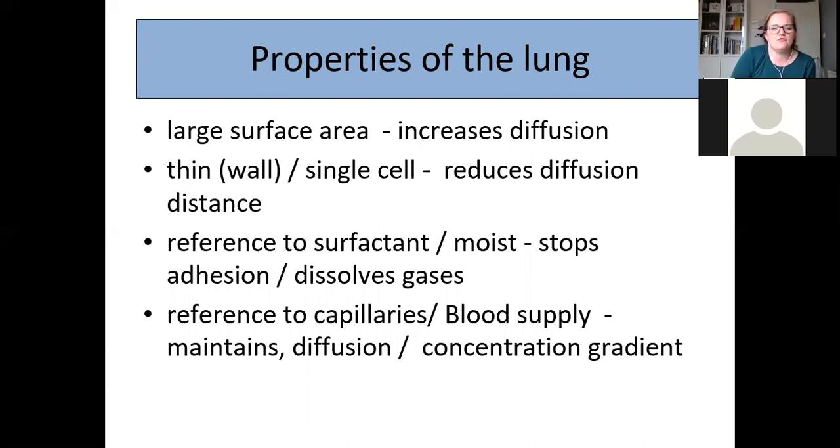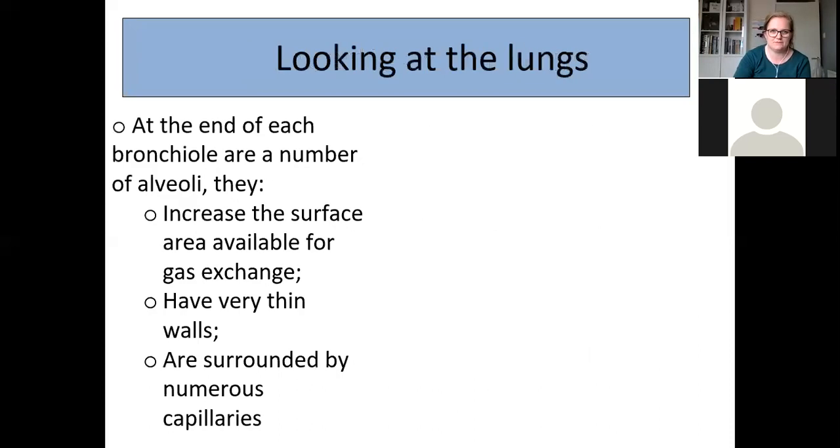If you reference anything to a surfactant, that it's moist, this stops adhesion, it dissolves gases, otherwise gases can end up adhering to the actual inside lining of the alveoli. And then I mentioned capillaries, blood supply is fantastic because it maintains the diffusion concentration gradient.